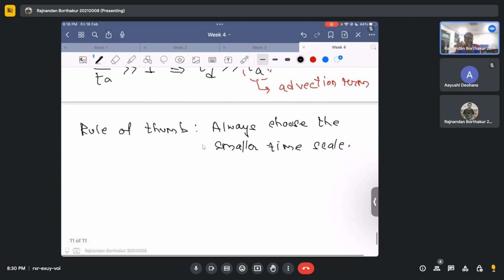Because the very definition of choosing a time scale is that we want to capture how the velocity changes within that time scale. So we choose the smaller time scale, to be on the safer side, so that we capture the basic variations in the velocity field that we see. Okay, so in simple words, always choose the smaller time scale.